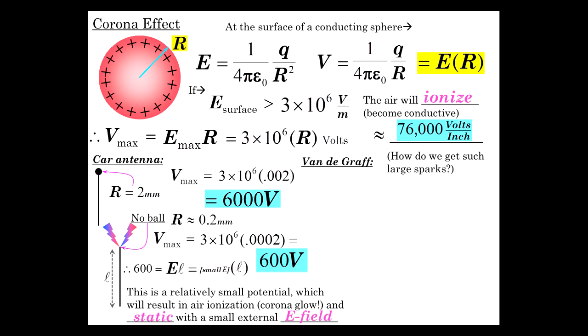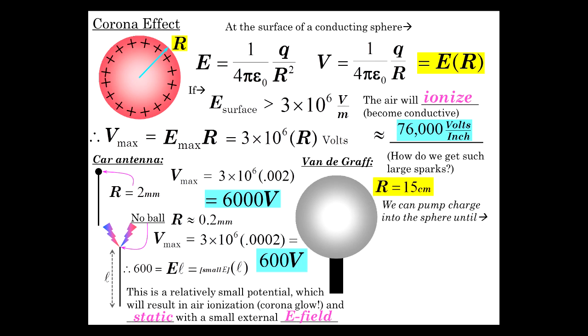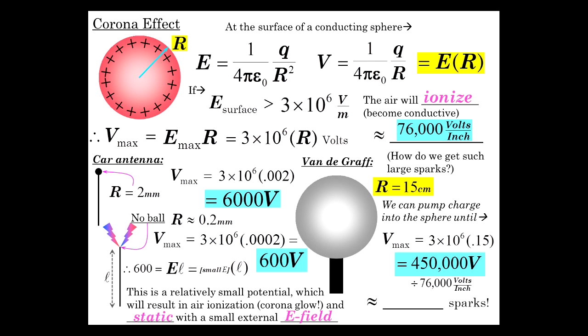Now, Van de Graaff generator. How do we get such large sparks? Well, we have a very large sphere here. In fact, 15 centimeter radius. Now we can pump charge into this sphere, increasing the electric field because it's proportional to the charge, until Vmax is 3 million volts per meter times 0.15 meters. That gives us 450,000 volts. So we can have 450,000 volts of potential at the surface of the sphere.